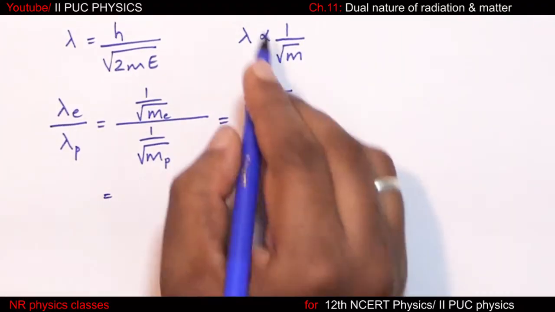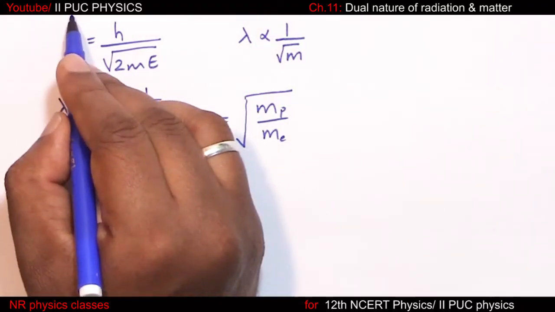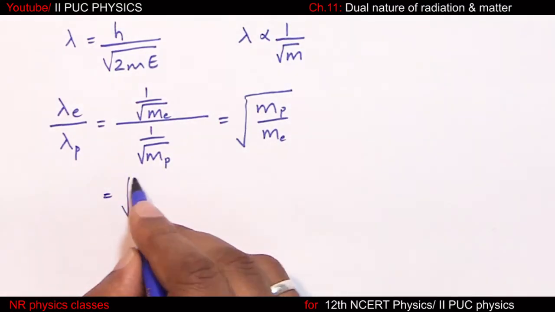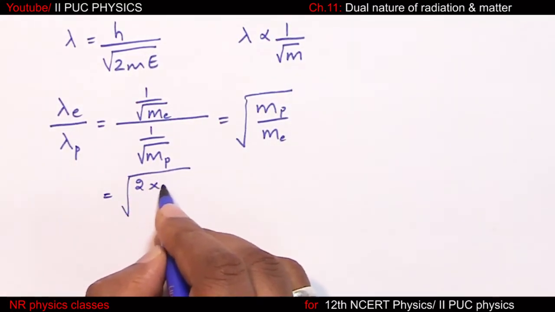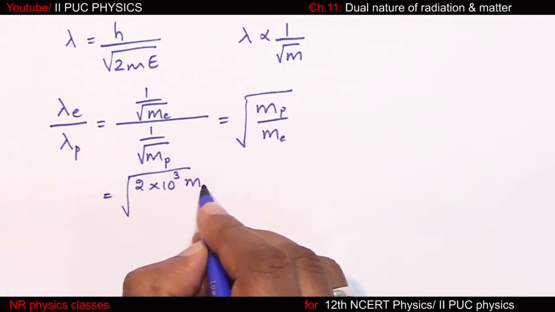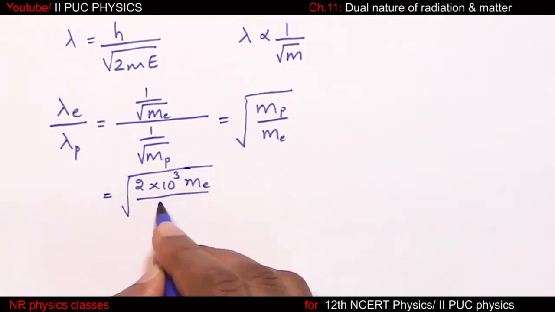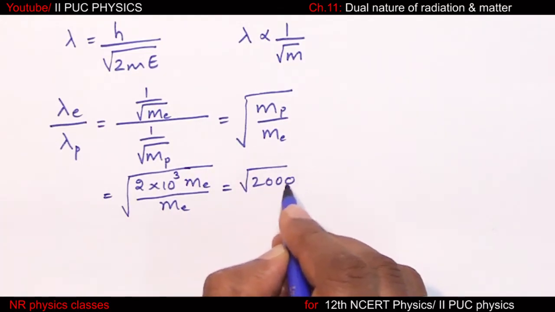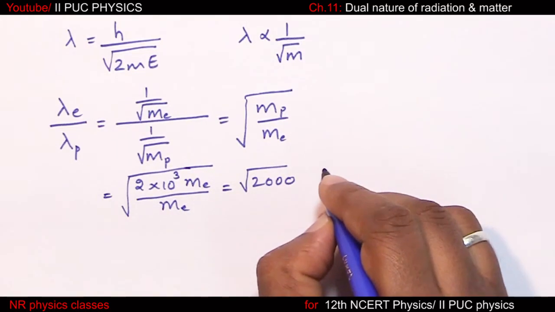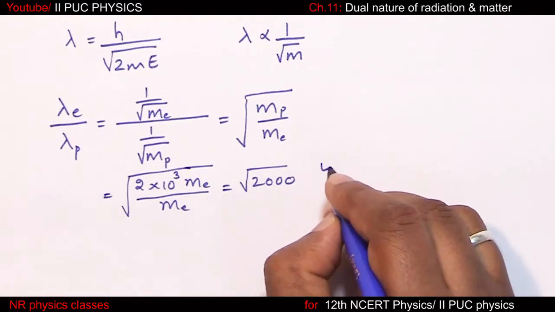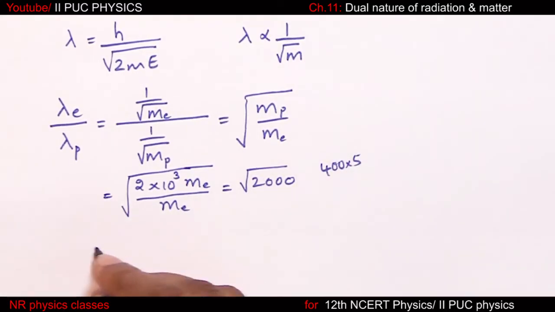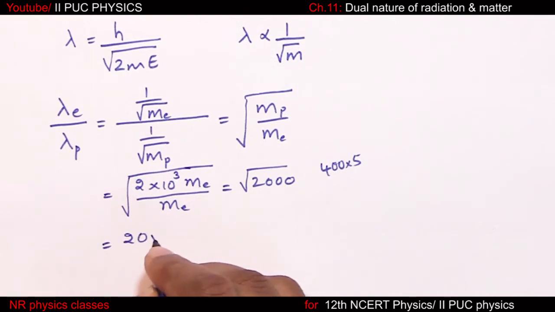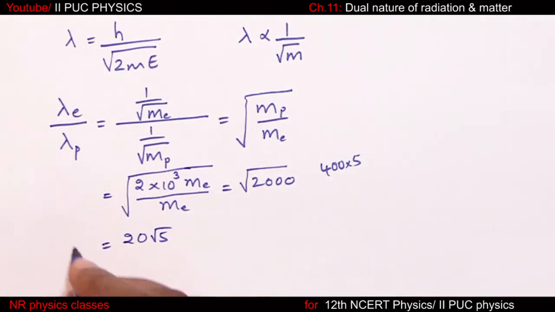This goes to numerator, mass of proton by mass of electron under root. But mass of proton is about 2000 times mass of electron. This is given. So root of 2000 times mass of electron by mass of electron. So root of 2000, 2000 can be written as 400 into 5. So it is 20 root 5. Lambda, de Broglie wavelength of electron by de Broglie wavelength of proton.